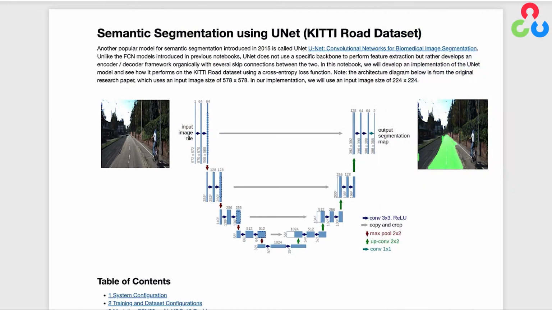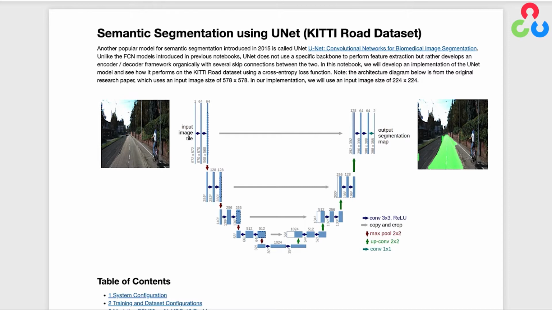Hi everybody, welcome back. In this notebook, we're going to take a look at another architecture called UNet, which was developed at about the same time as the FCN architectures. We still have the concept of fully convolutional layers that encode feature maps and then decode them to produce the final segmentation map, but unlike the FCN architectures that used a specific backbone to perform the feature extraction, the UNet architecture implements its own feature extraction with additional lateral connections between the encoder and decoder portions of the network.